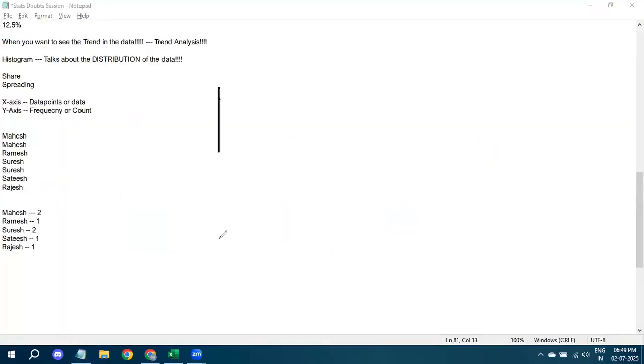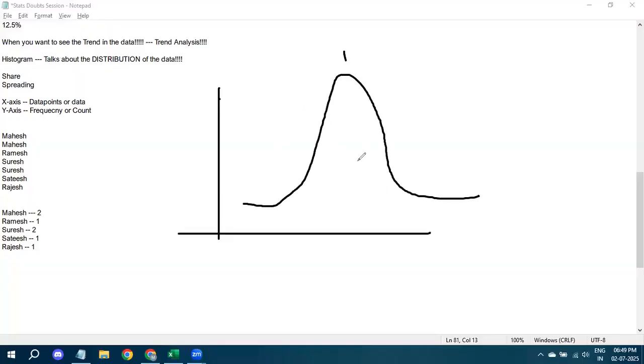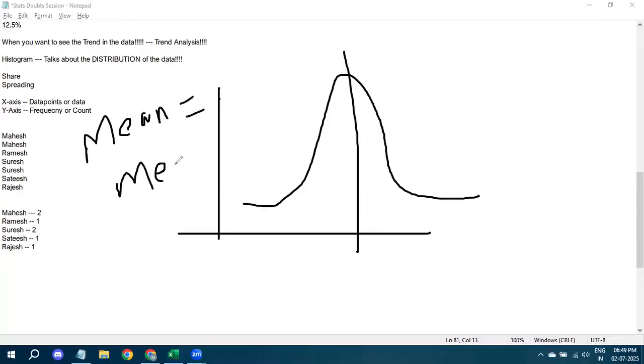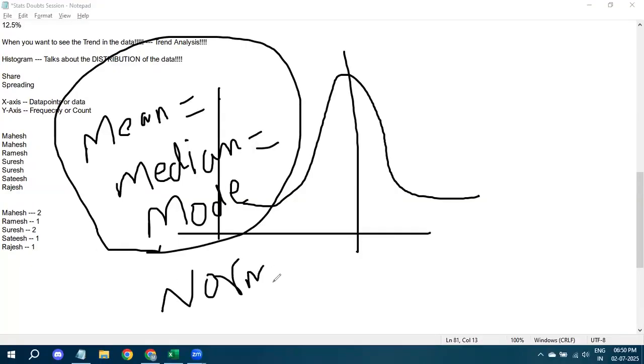Yes or no? Yes. Bell-shaped curve. How many of them heard about this term, bell-shaped curve? When the data is normally distributed, it is called a bell-shaped curve, where the mean value, meaning average, is equal to median. Median value is equal to mode. When these 3 terms are equal, it is called a bell-shaped curve or normally distributed curve.